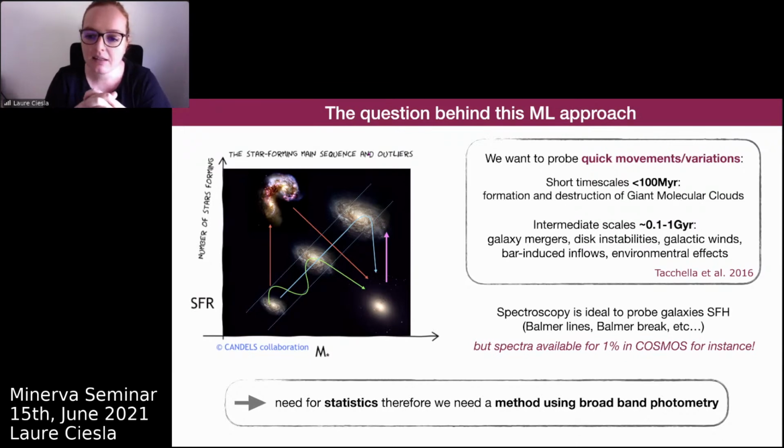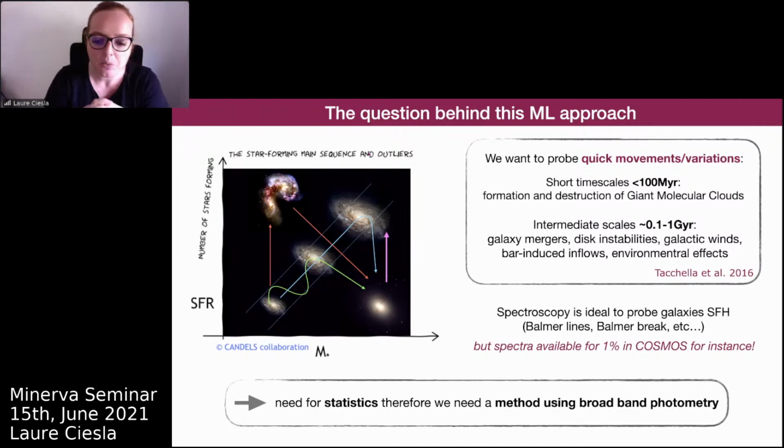And in the intermediate scale, so 100 mega-years to 1 giga-year, you have many mechanisms that could produce this kind of variation in star formation activity. You can have galaxy mergers, disk instabilities, bar-induced flow, environmental effects, etc. So in an ideal world, what you would do to probe these different scenarios is to look at the spectroscopy, and especially some indication of a star formation history, such as the Balmer lines or the Balmer break. All this information is coded in the spectra.